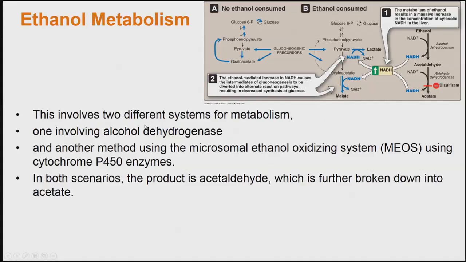But whether you use alcohol dehydrogenase or the cytochrome P450 system, this MEOS system, in both cases you process ethanol to acetaldehyde. Okay? So that's this first step. And it is important in this case, in most of the pathways we talked about, we didn't try to learn all the intermediates. This is a very small pathway, and the intermediates happen to be important, so we do need to know ethanol to acetaldehyde to acetate. Okay?